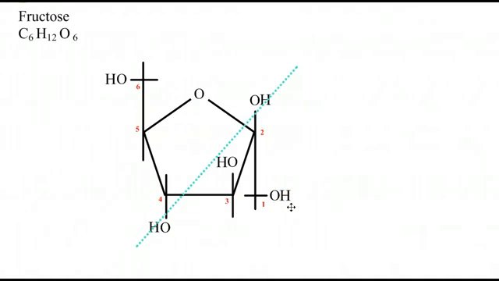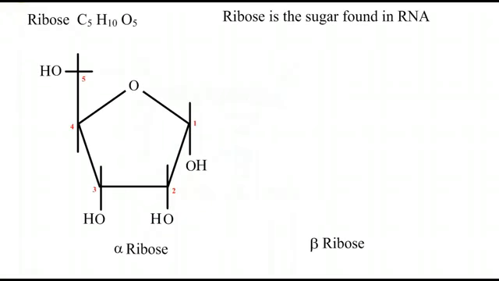There is no such thing as an alpha fructose or a beta fructose. So it's just fructose. All right, the next pentose sugar we're going to look at here is ribose. This is an important sugar. It's going to be found in the structure of RNA. And this time it's not an isomer of glucose, but it's C5H10O5.